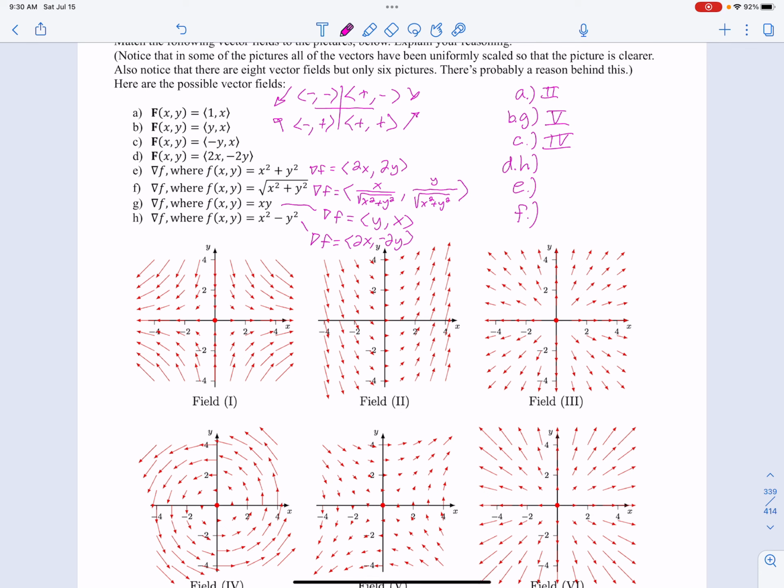So it looks like they're approaching the x-axis. We only have one that does that. The only one that approaches the x-axis from both sides would be field 1. Right? I hope this is feeling easier for you.